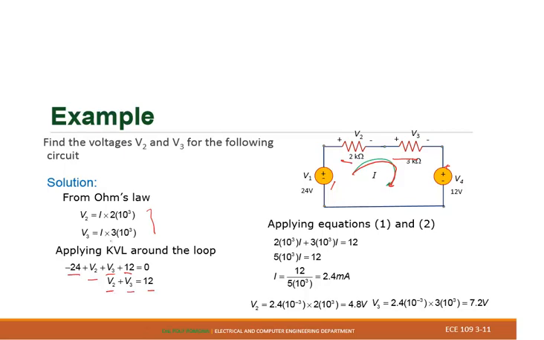Applying the previous Ohm's law for V2 and V3 here, you can have 2K times I plus 3K times I equal to 12. Then we can find the I from here. 12 divided by 5K will be equal to 2.4 milliamperes. To find V2 and V3, we're going to use again these two equations because we know I times 2K gives you V2. Then next one is here, I times 3K gives you V3. Okay, see you in the next class.